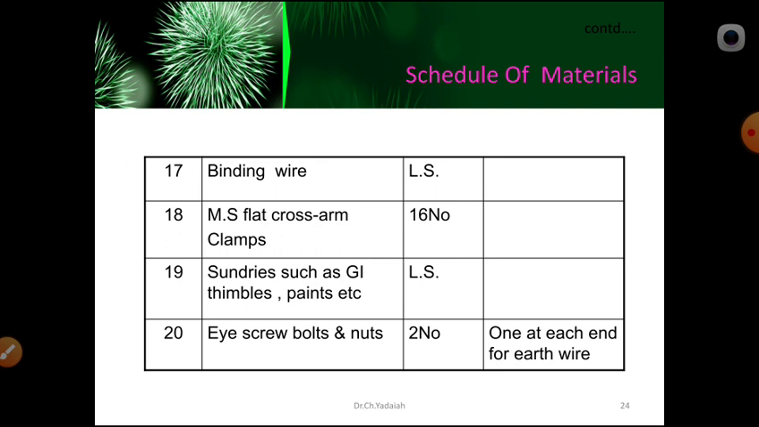So this problem is completed. In the schedule, small things we are going to add. The major things, what are the major things? Number of poles, number of cross arms, number of insulators, length of the conductor. These are the major materials you are going to calculate. Based on your knowledge, we are going to fill this schedule table.